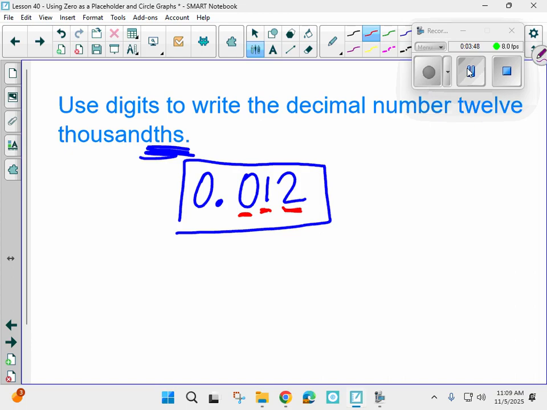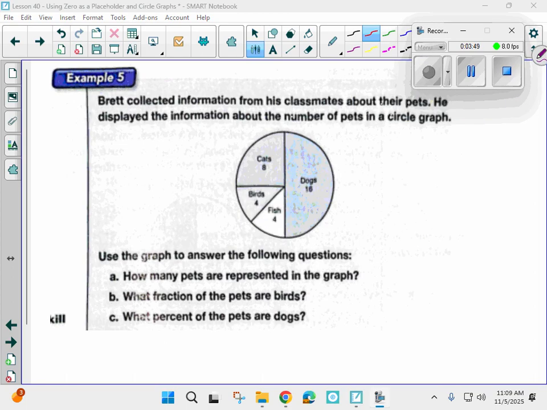Okay, so Brett collected information from his classmates about their pets. He displayed the information about the number of pets in a circle graph. All right, so we've got dogs 16, cats 8, birds 4, fish 4. Use the graph to answer the following questions. So the first one says, how many pets are represented? That's just total, all right?